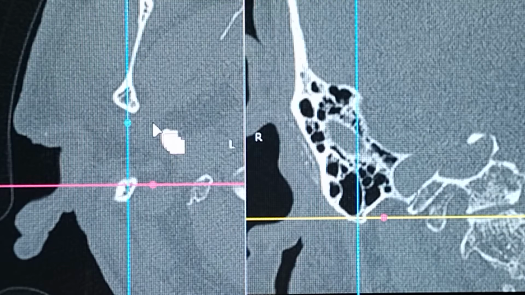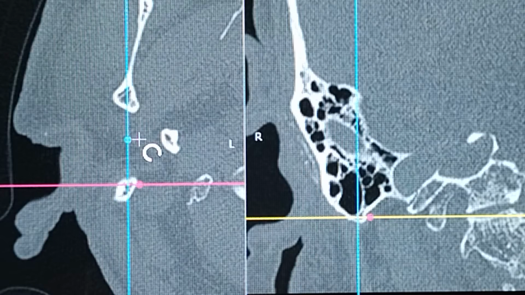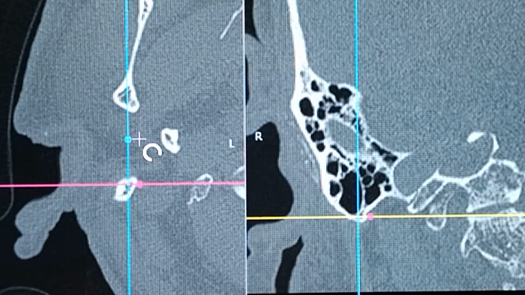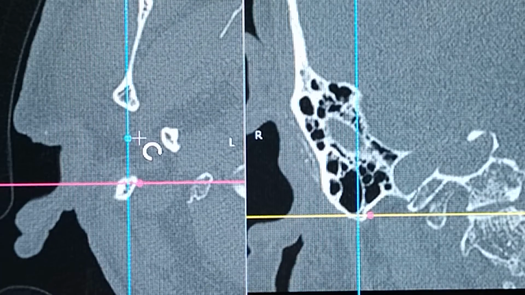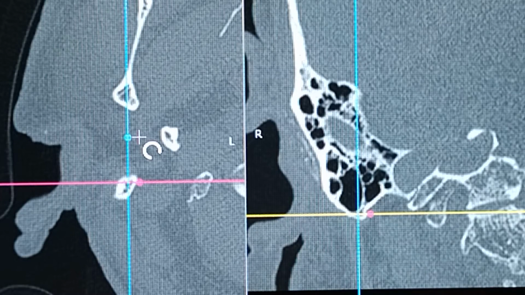So in the previous video of the HRCT temporal bone which I had uploaded, I was talking about the basic anatomy from a beginner's point of view, but today in this video I'll be talking much more in advanced and also with the related pathology as well.